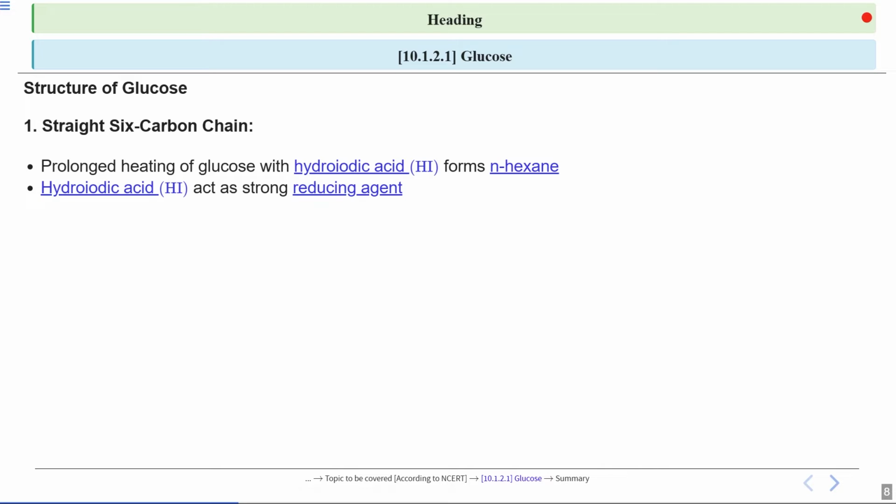So hydroiodic acid, which is HI, acts as a strong reducing agent in this reaction. This means it donates electrons to other molecules, helping to break down glucose and remove the oxygen atoms. So look at this particular reaction. This is glucose. When you do a prolonged heating with hydroiodic acid, you get a straight chain of n-hexane. Okay, so you will see a reduction is happening over here.